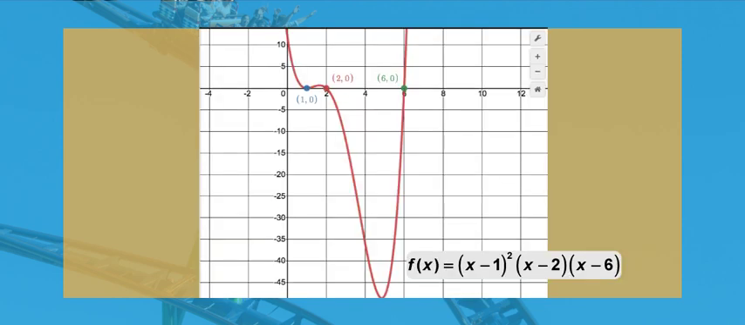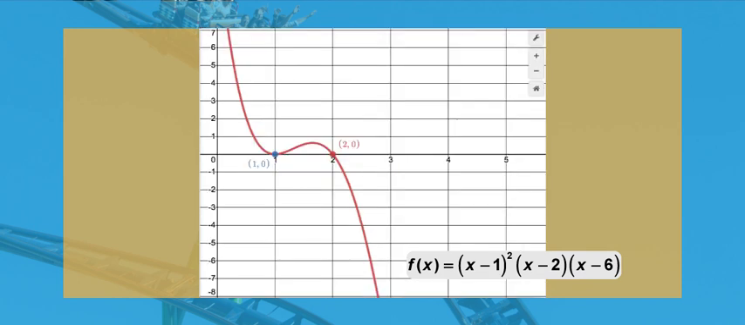Now let's look at another polynomial that has those same three roots. Notice the difference? The factor with the binomial x minus 1 is squared. Let's look at what happens to the polynomial graph near this x-intercept. Here is a close-up. Rather than cross over the x-axis, the graph seems to bounce off.